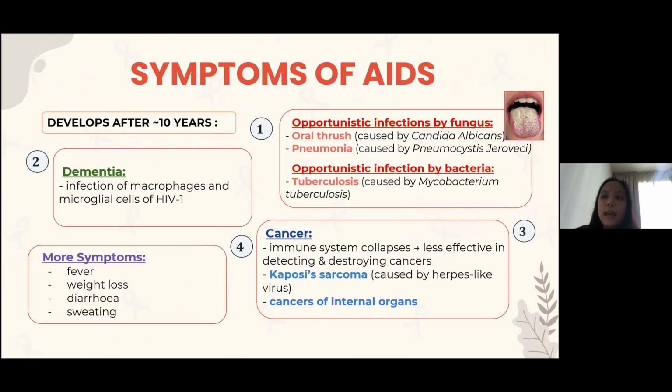So what are the symptoms of AIDS? When you have AIDS, you will get opportunistic infections by fungus and by bacteria. Opportunistic infections by fungus are such as oral thrush caused by Candida albicans. As you can see in the corner, that is oral thrush. And you get pneumonia as well, which is caused by Pneumocystis jirovecii. Then opportunistic infections by bacteria are such as tuberculosis caused by Mycobacterium tuberculosis.